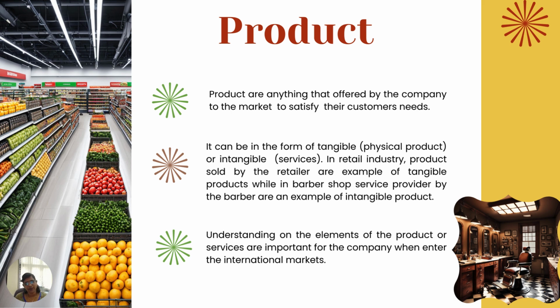Okay, so this particular product can be divided into two: tangible and intangible product. For example, if you go to the hypermarket or supermarket in order to buy your groceries, that is what we call tangible product. But if you go to the barber shop to get their services, that is what we call intangible product. So, as a company, when you have your product and you decide to sell your product in the international market, basically there are two different strategies that you can use.